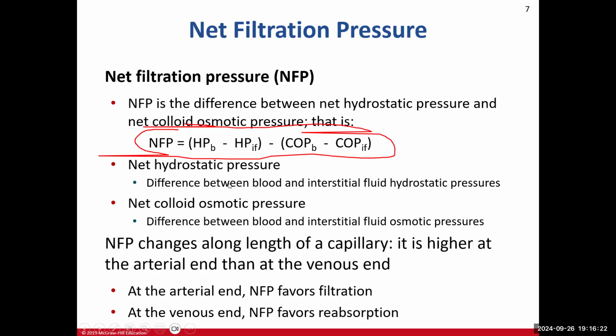All right, and that's basically what we're seeing here. So the net hydrostatic pressure is the difference between blood and interstitial fluid hydrostatic pressures. The net colloid osmotic pressure is the difference between the blood and the interstitial fluid osmotic pressures.